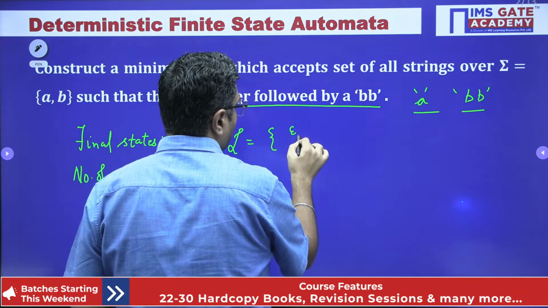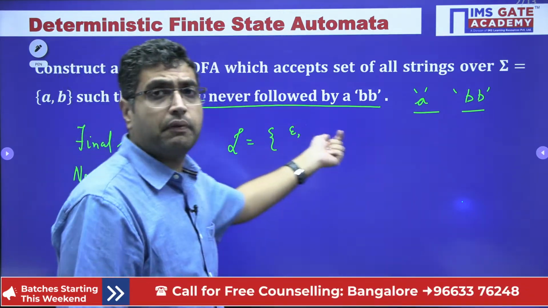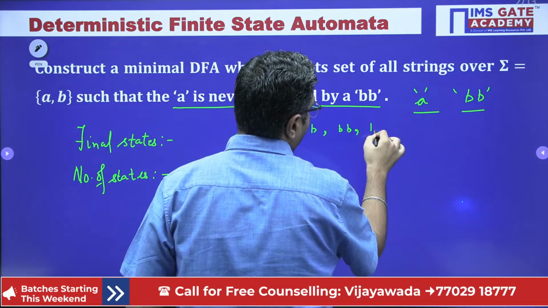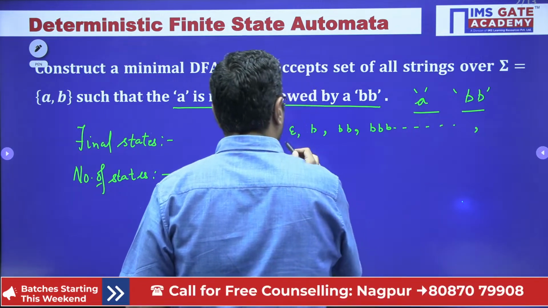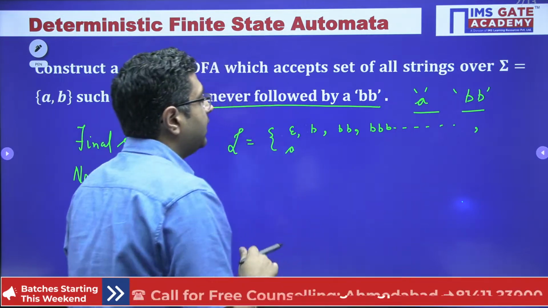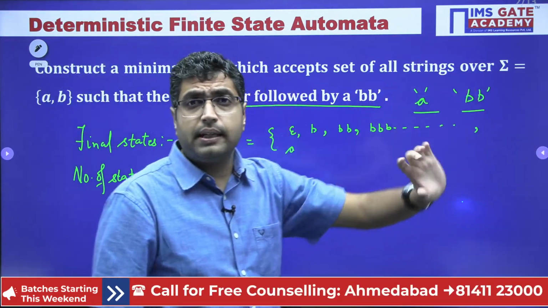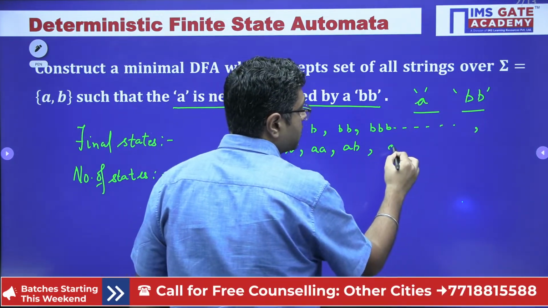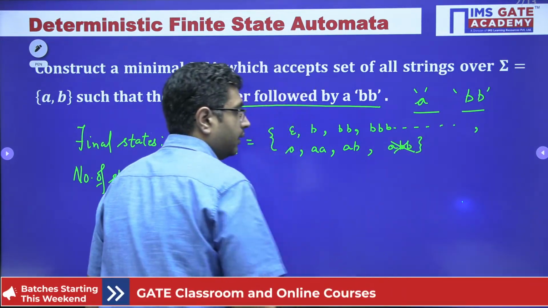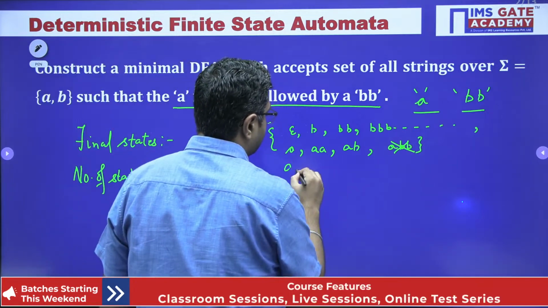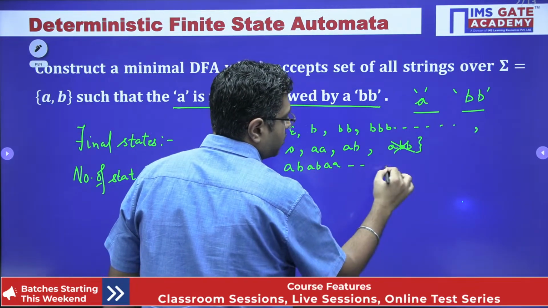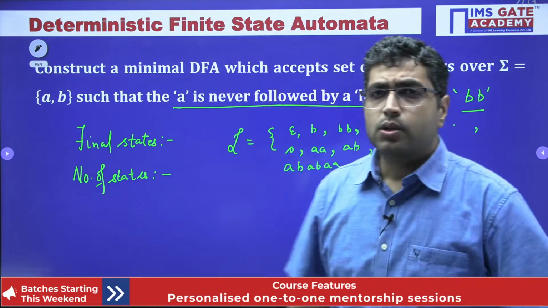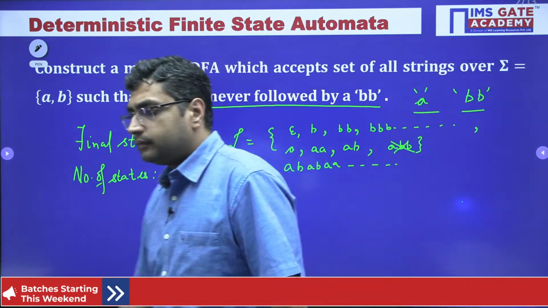So this language contains epsilon, because in epsilon, a is never followed by bb, so epsilon is a part of the language. b is a part of the language, and any number of b's is a part of the language. Now if I have an a, then it should not be followed by bb. A single a is okay, ab is okay, abb is not okay. That is the only problem. There can be many other strings, like ab and aa, and so on, which definitely satisfy the condition that a is not followed by bb, right? So this is briefly the language that you have.